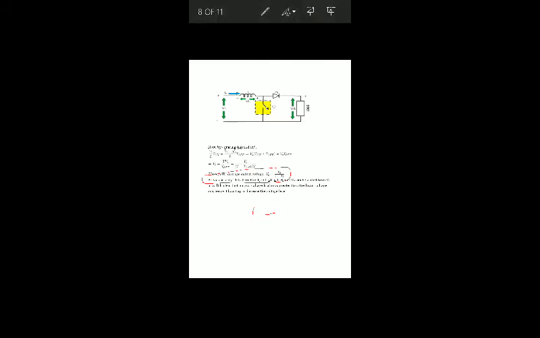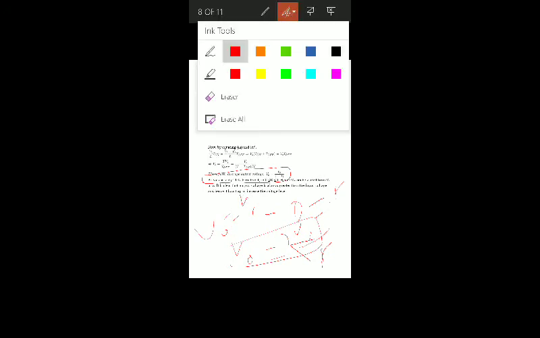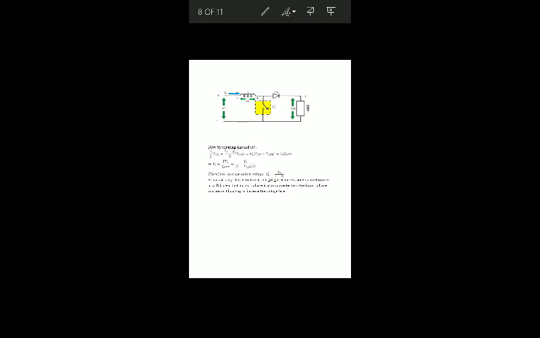Suppose the duty cycle is 50%, D equal to 0.5. So V naught will be Vs upon 1 minus 0.5, that is Vs divided by 0.5, and when we divide by 0.5 it becomes twice. So V naught will be twice of Vs when the duty cycle is 50%.